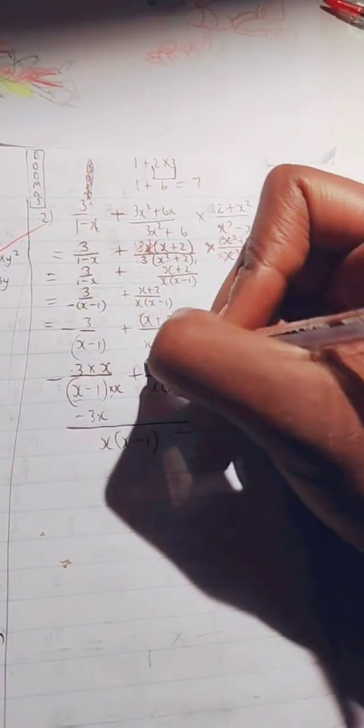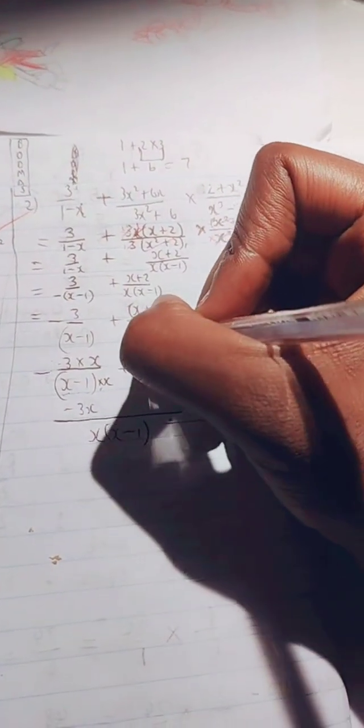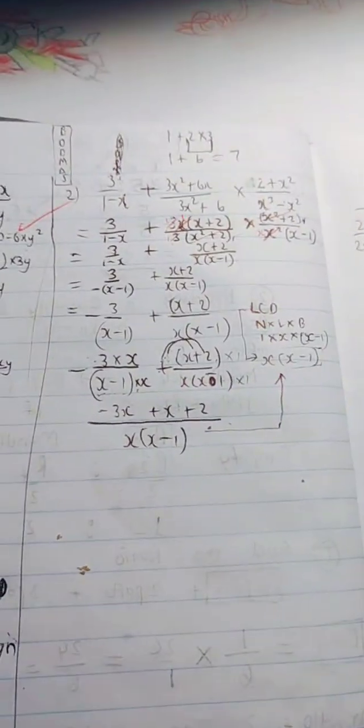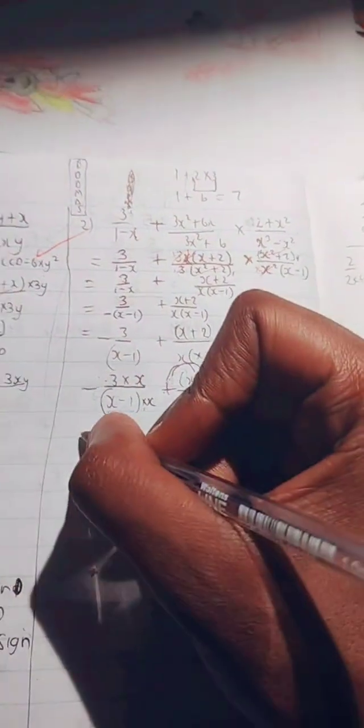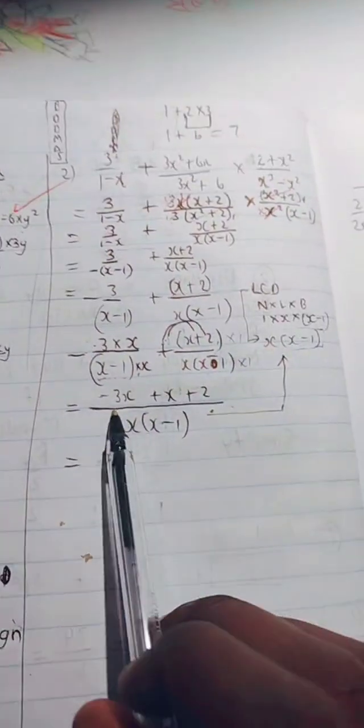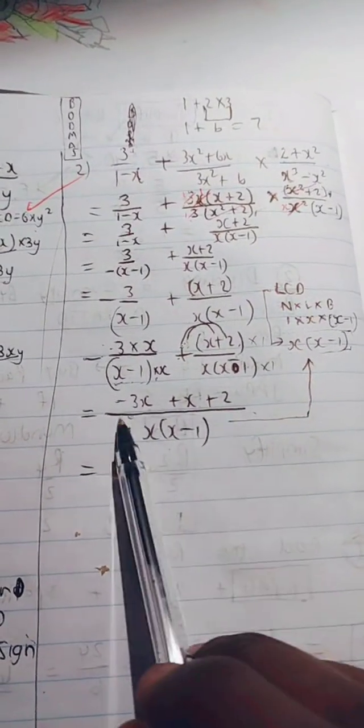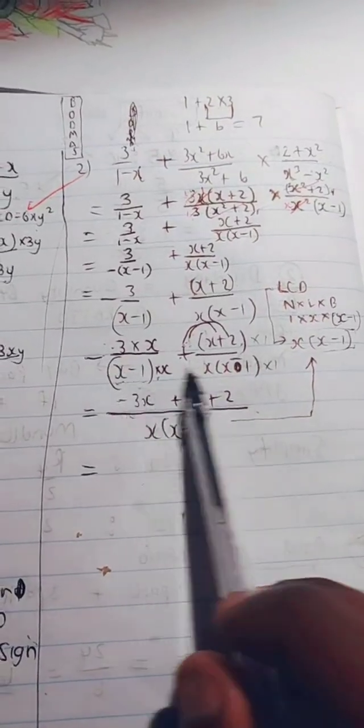Then positive times x and positive times 2. Positive times x is positive x. Positive times 2 is positive 2. Okay. Now what do we do? We add and subtract the like terms whilst keeping that LCD, because we formed the same LCD.